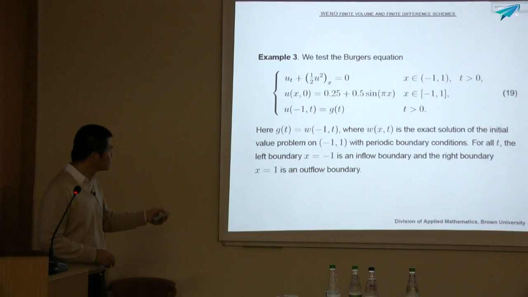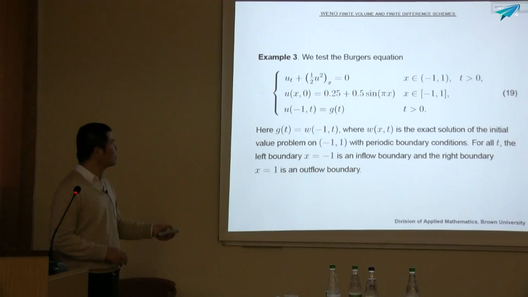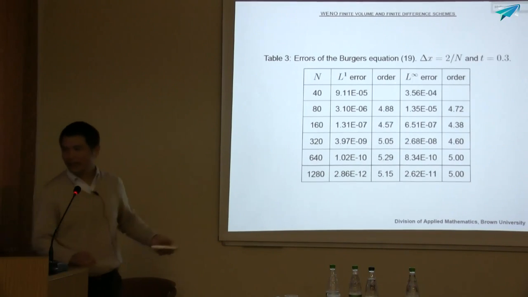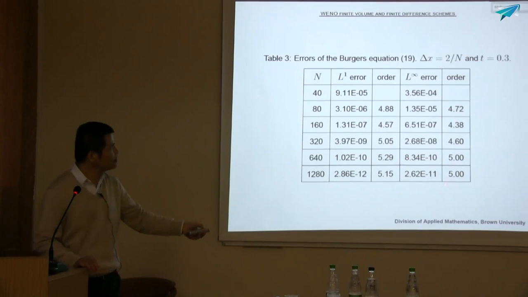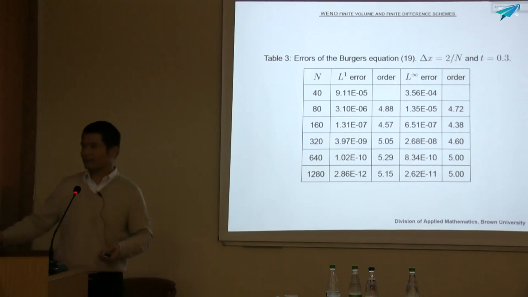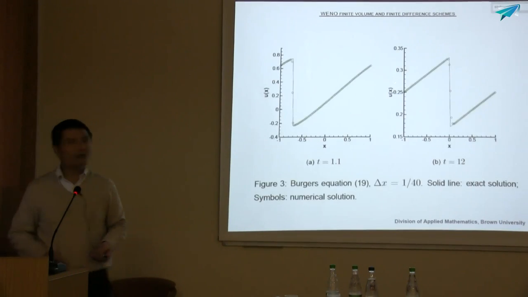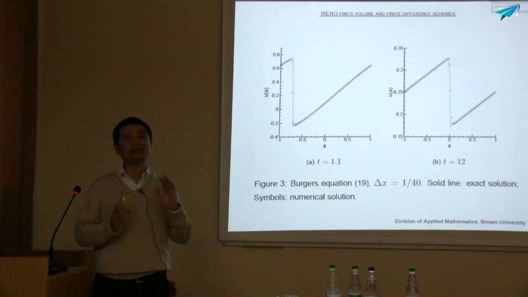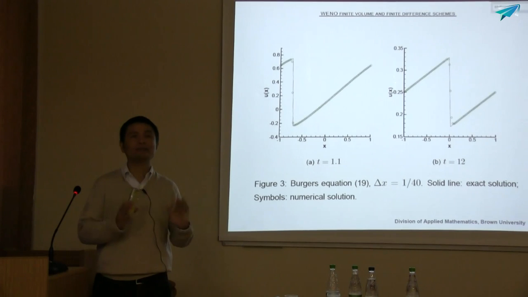X equals minus 1, and given boundary condition. You can see that you get fifth order accuracy very nicely in this procedure. And also, one concern that we had at the beginning is that this procedure utilizes the PDE in the differential form repeatedly.